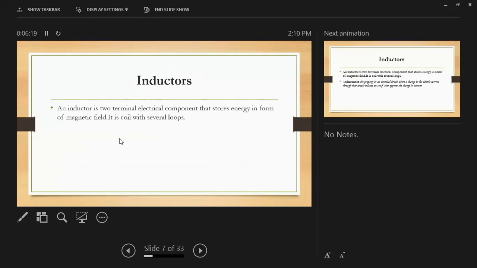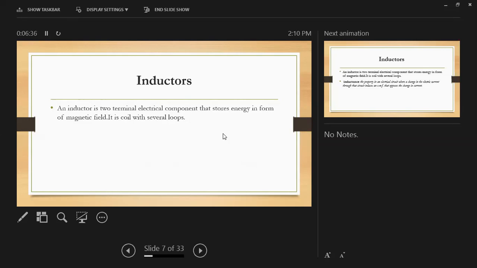Inductors, remember, are devices with two terminals, an electrical component which stores electrical energy. They store the energy in the form of a magnetic field. It is a coil with several loops.